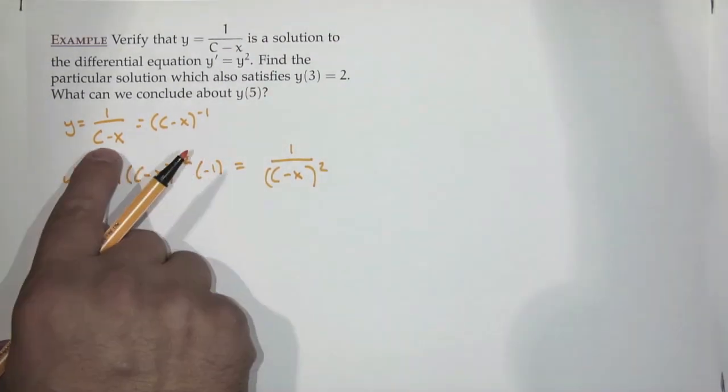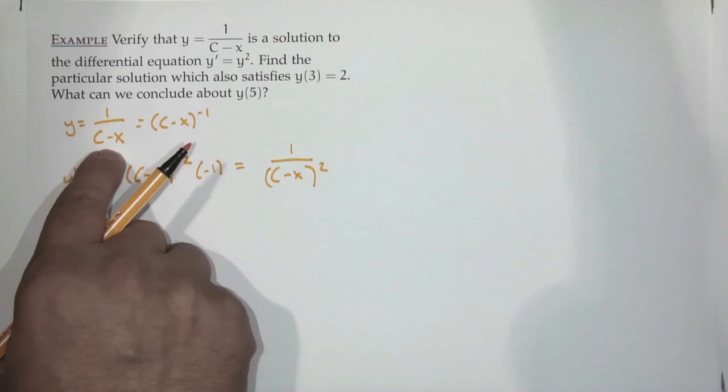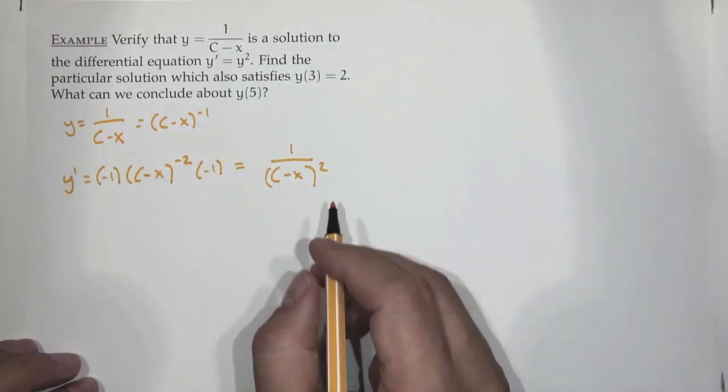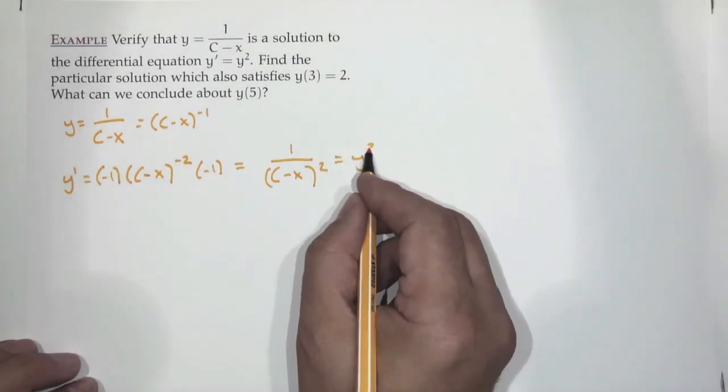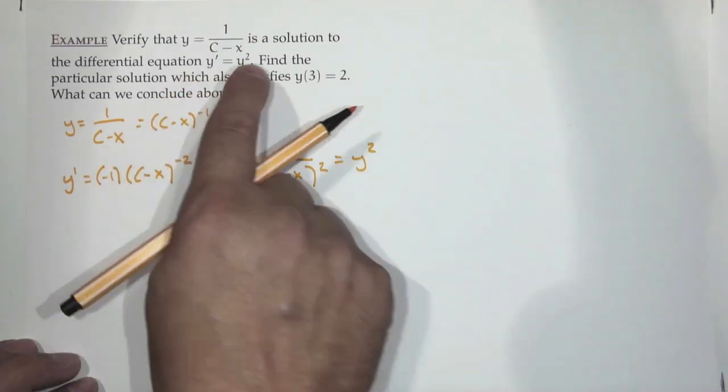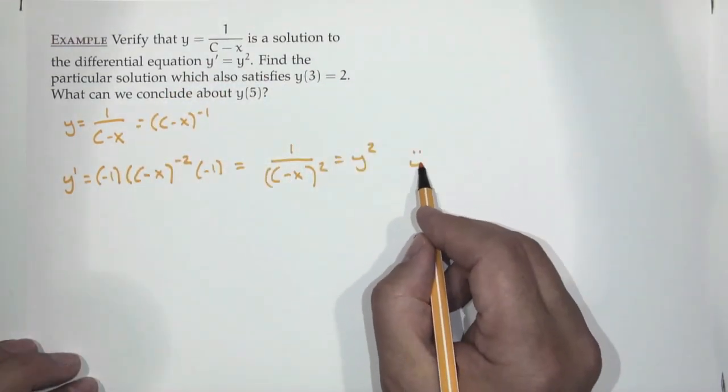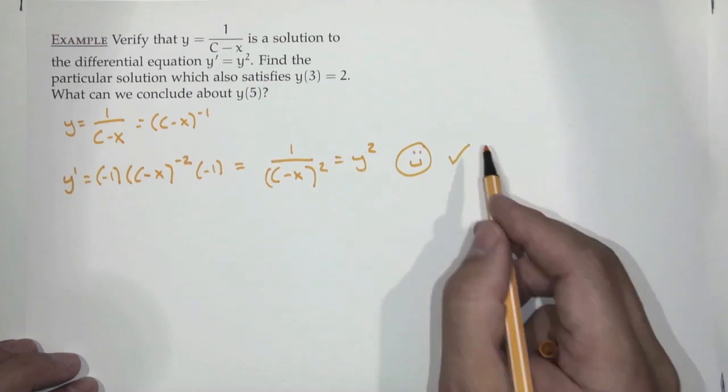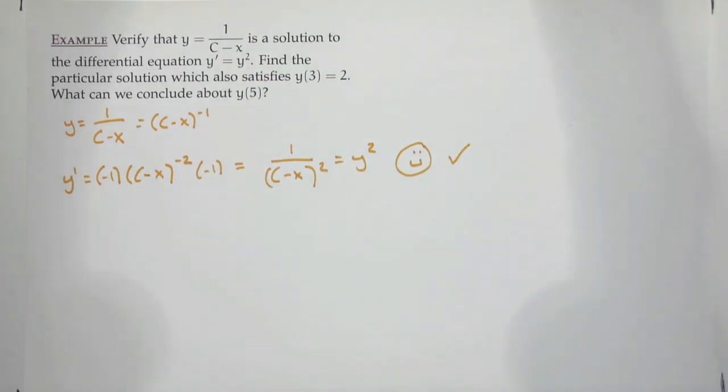But wait a second. That looks a lot like 1 over c minus x. What's the difference? You squared it. So that's y squared. Oh, well, that's what we wanted. Woohoo! Another thing has been verified. We're getting really good at this verification stuff. All right, verification. We're going to knock that out of the park if they ever ask us to verify stuff.